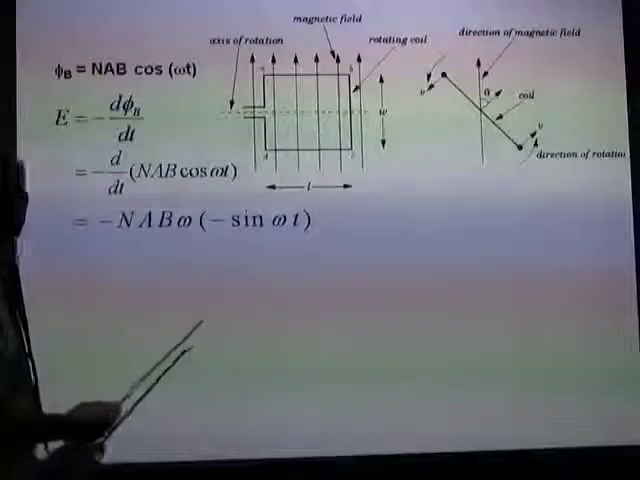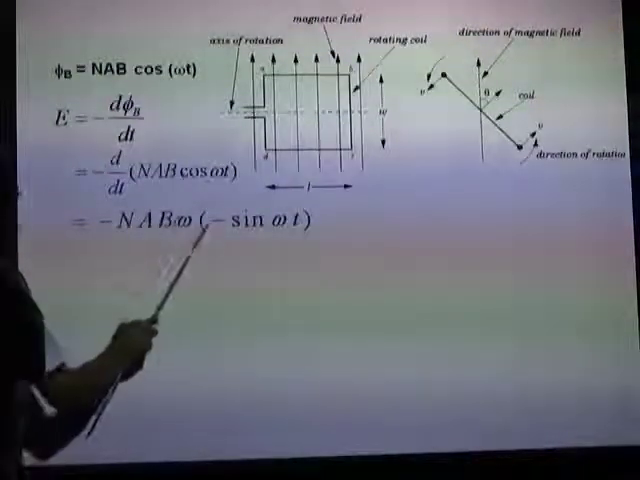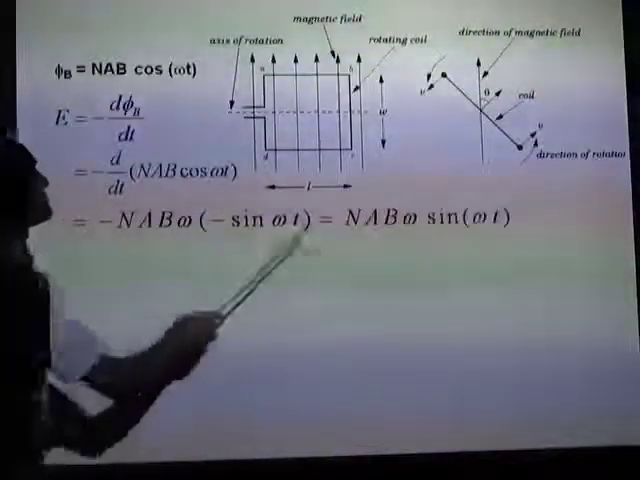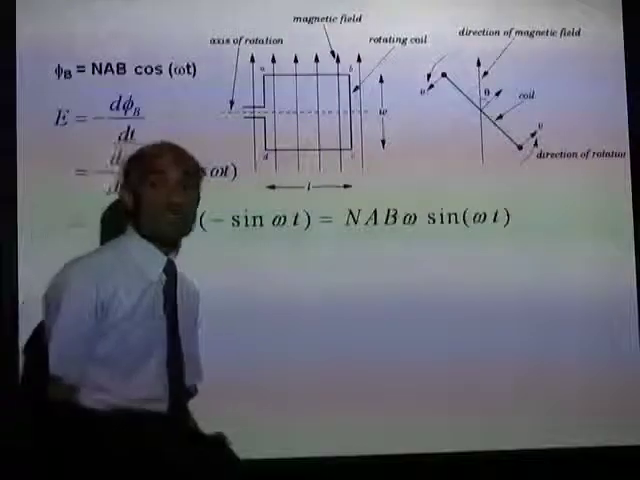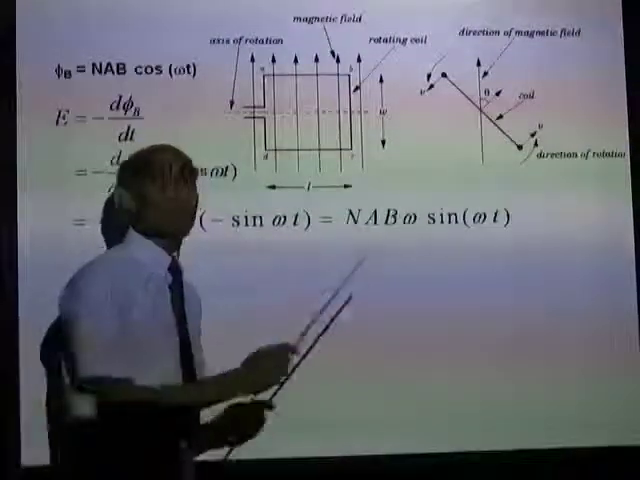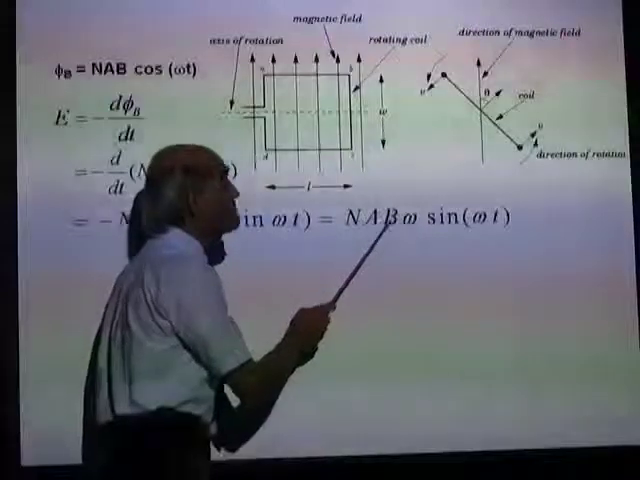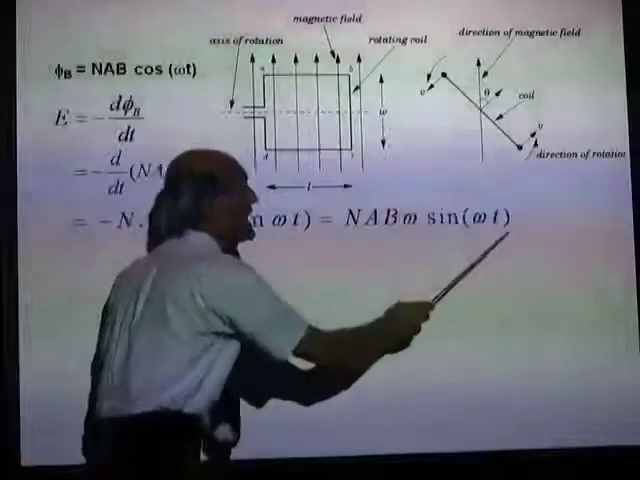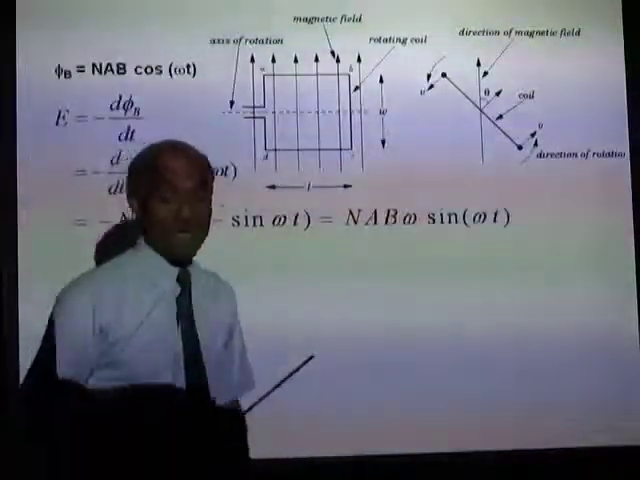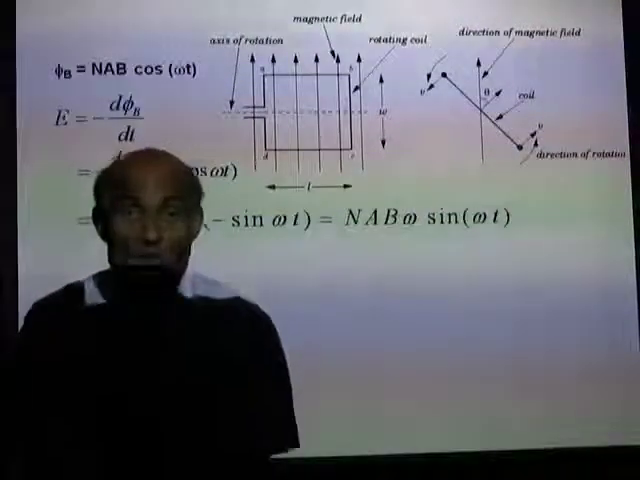I hope you have no problem there. So the two negatives will combine. That gives you the induced EMF in the armature coil as NAB omega sine omega t. Now, I would like you to have a look at this.